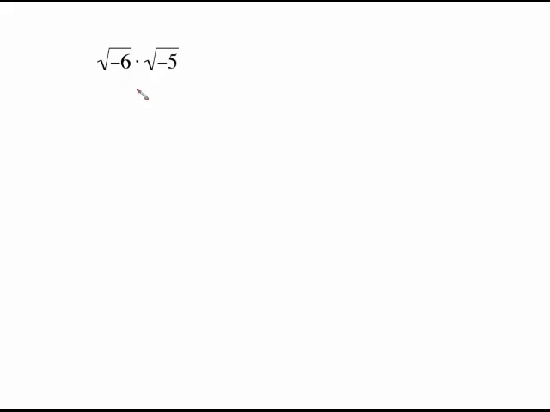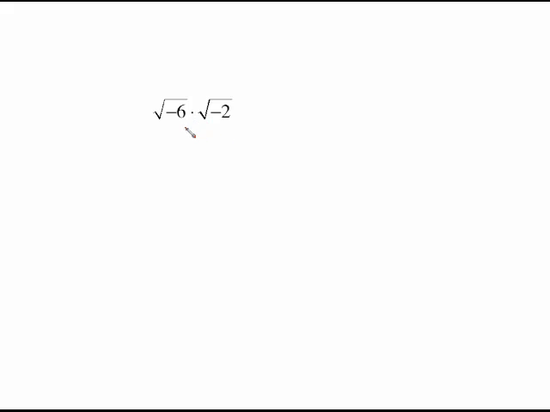I've got to bring an i out on both of those. i radical 6 times i radical 5. Multiplying the i's together gives you i squared. Radical 6 times radical 5 is radical 30. i squared, though, becomes a -1, and this is where we were just crossing that out and putting a negative in front. So this becomes negative times the square root of 30. 30 factor trees out, but there are no pairs, so that's as simplified as that goes.